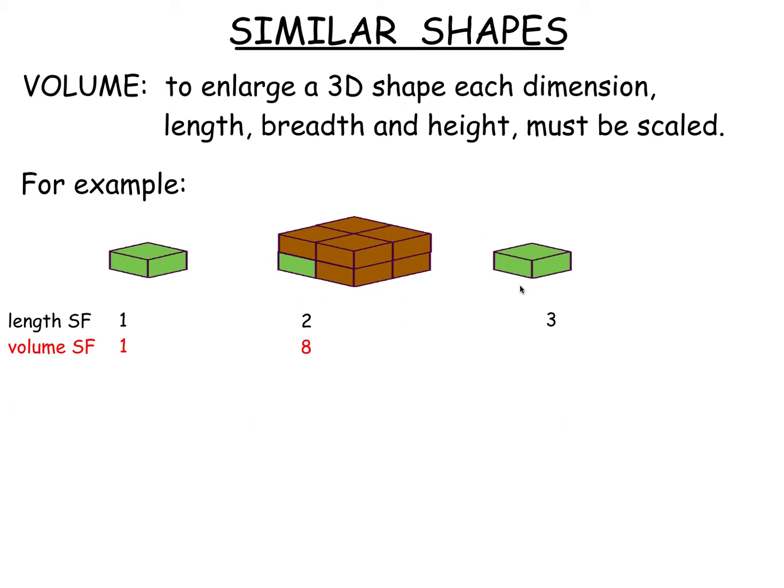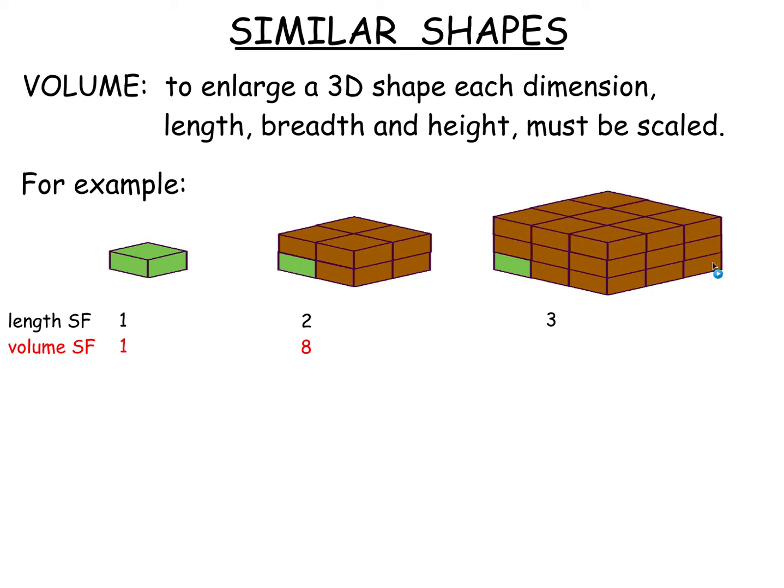So we want to make it 3 times as long. 3 times as long, 3 times as broad. That's now 9 in the bottom layer. And 3 times as high, we need to add on another 2 layers like that. Another 2 lots of 9. So that was 3 times as long, 3 times as broad, 3 times as high. That gives you 27, 3 times 3 times 3. So, volume scale factor is the cube of the length scale factor.